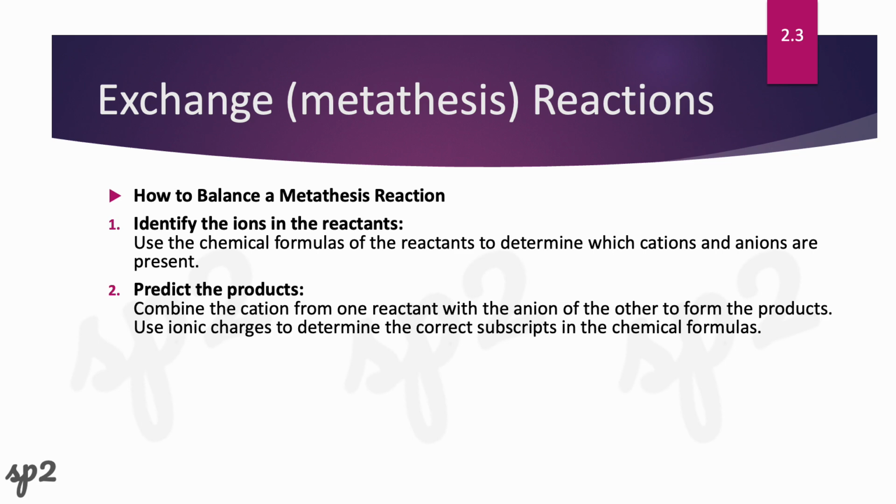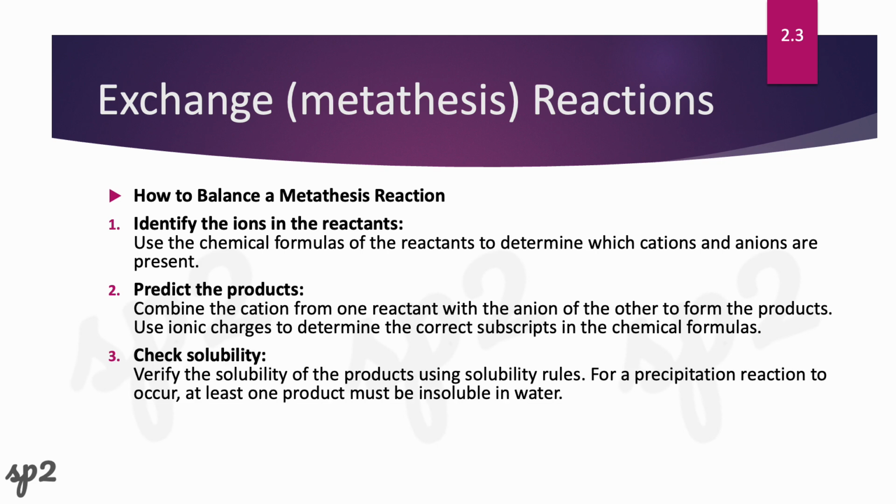We're going to combine the cation from one reactant with the anion of another in order to form our products. And then you're going to use your ionic charges to determine the correct subscripts in your chemical formulas. Then we need to check the solubility. We need to verify the solubility of our product using the solubility rules in our table. For a precipitation reaction specifically, we need to have at least one product that must be insoluble in water.